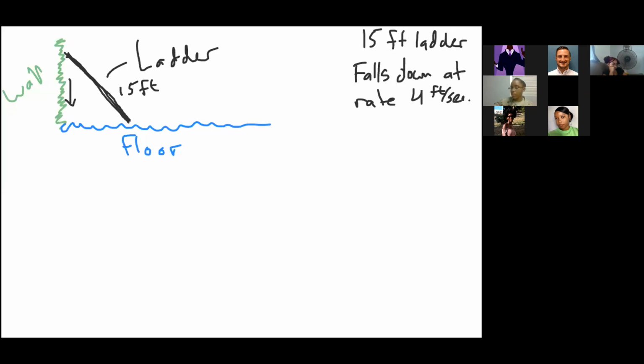Okay, so it falls down at 4 feet per second, and then we're asked when the height of the top of the ladder is at 10 feet. It's the last piece of information that we're given in the problem. We're trying to figure out how quickly the base of the ladder, the foot of the ladder, is moving away from the wall. But now I have to look at this image that we see here.